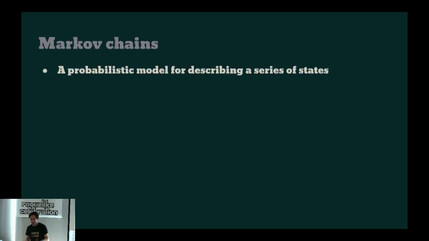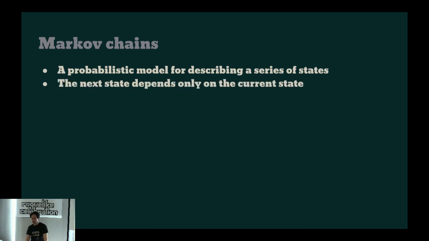So let's talk a little bit about Markov chains. All right, so they're a probabilistic model for describing a series of states. The important property about them is that the next state depends only on the current state, not on all the previous states. And this short memory property of the chain is what allows it to walk through your corpus and generate this interesting varied text.